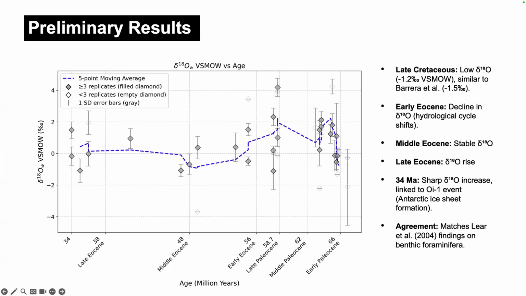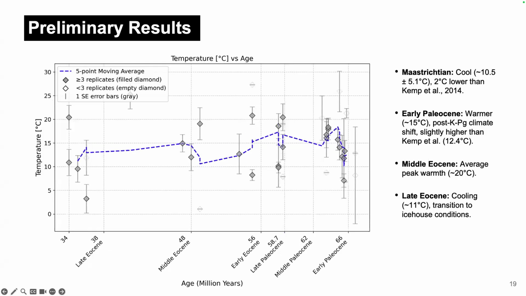By the late Eocene, delta 18O rose again, marking a cooling and possible ice sheet expansion, aligning with broader climate trends. Around 34 million years ago, we observed a sharp increase in delta 18O seawater values, which may be related to the Oi-1 event, a potential precursor signal due to a major pulse of Antarctic ice sheet formation. This finding agrees with previous studies on foraminiferal samples from the equatorial Pacific conducted by Lear et al. 2004. The temperature history of Seymour Island reveals significant climate fluctuations.